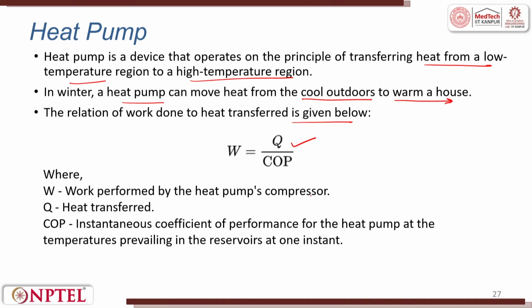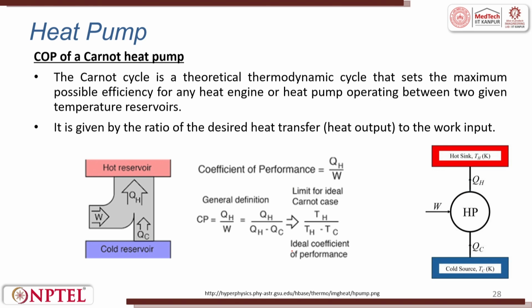Work performed by the heat pump's compressor is W. Q is heat transferred and COP is the coefficient of performance, which is instantaneous at a specific instant. For example, at the temperatures prevailing in the reservoirs at a specific instant, this is the COP, the coefficient of performance. To understand the heat pump further, we can connect it to the Carnot heat pump.